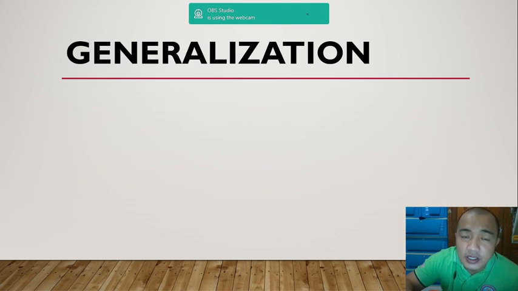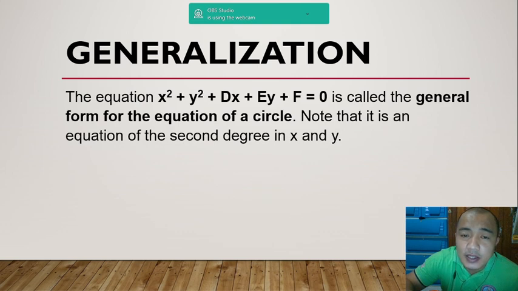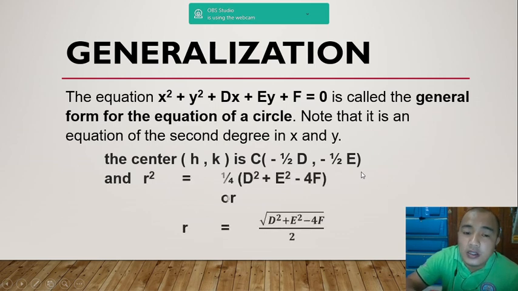So, let's go to the generalization. The equation x squared plus y squared plus dx plus ey plus f equals 0 is called the general form for the equation of a circle. And note that it is an equation of the second degree in x and y. And always remember the formula for finding the center of a circle when the given equation is in general form. It's (negative 1 over 2 d, negative 1 over 2 e). And the radius is the square root of d squared plus e squared minus 4f, all over 2. Or if you don't want to use these formulas, you can use the completing the square method.